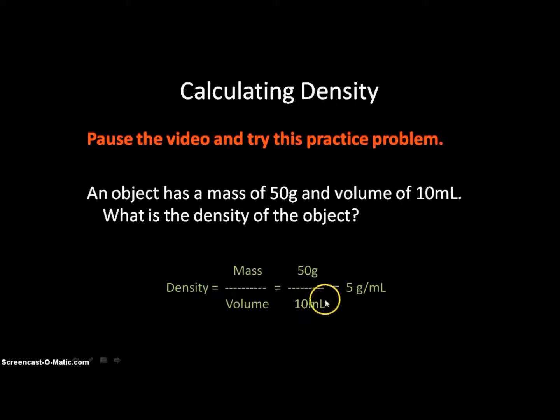I move G over ml to my answer, G over ml, and I have 5 grams per milliliter, which, like we said, literally means that there are 5 grams per every milliliter of volume, and that is the measurement for density.